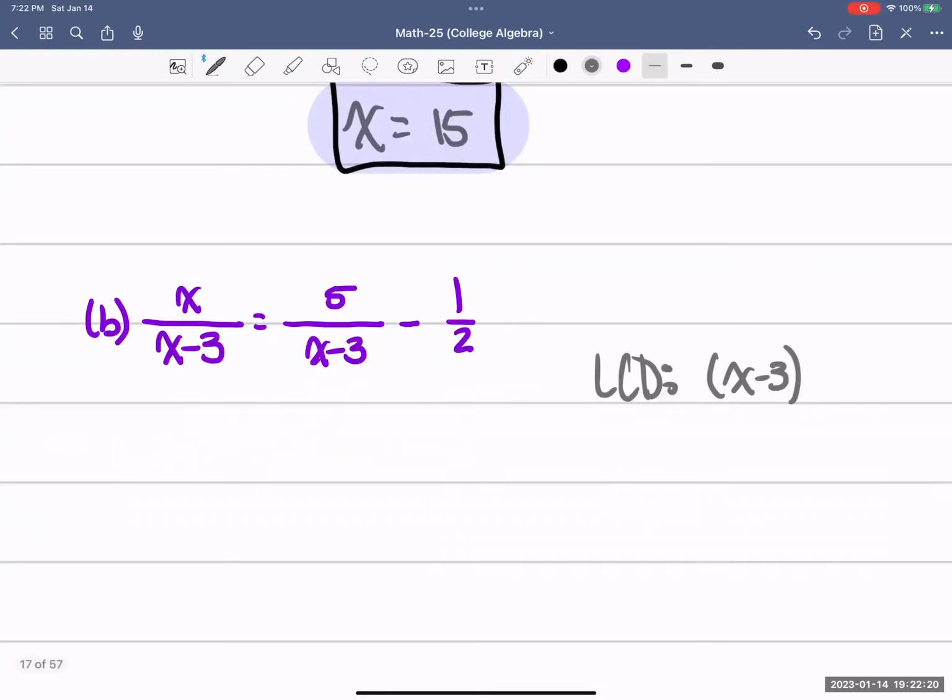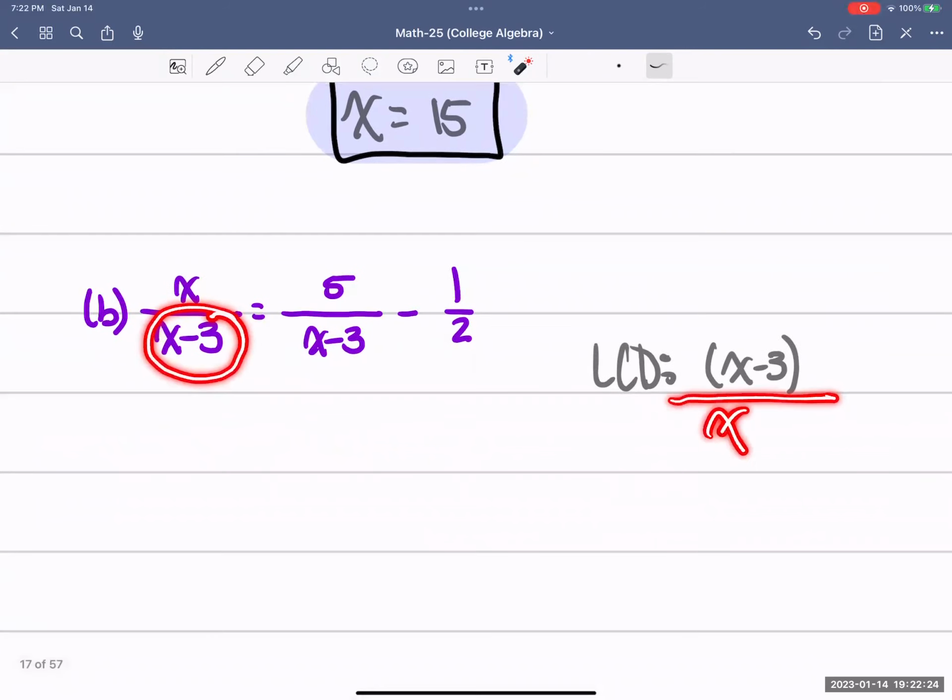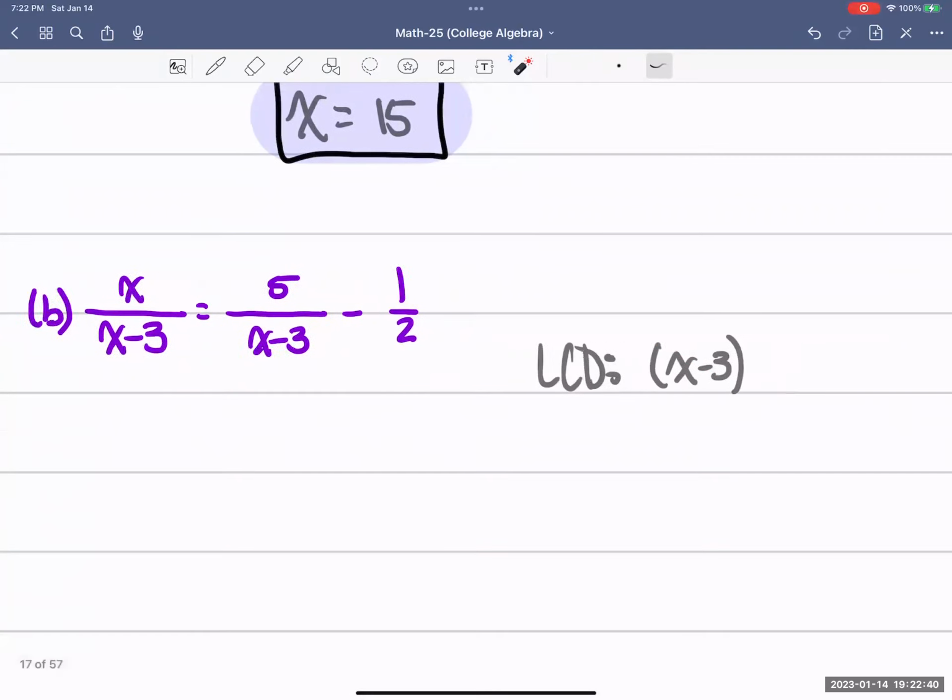All right, so x minus 3, we have x minus 3 divided by our x minus 3. Those two divide out, we end up with the whole number. Perfect. What about this one? x minus 3 divided by x minus 3 equals 1. All right, perfect. Got rid of all the fractions there.